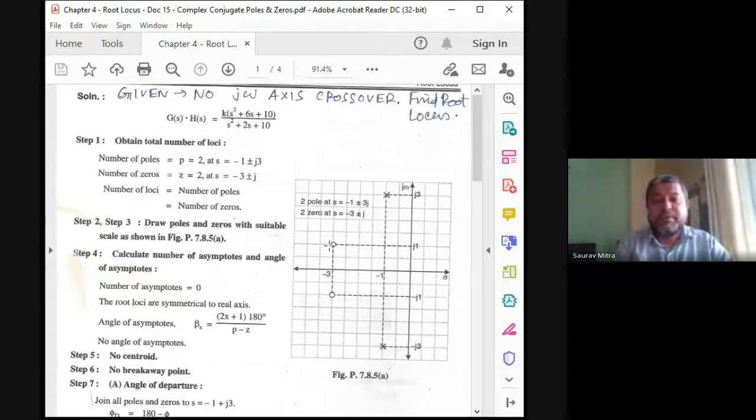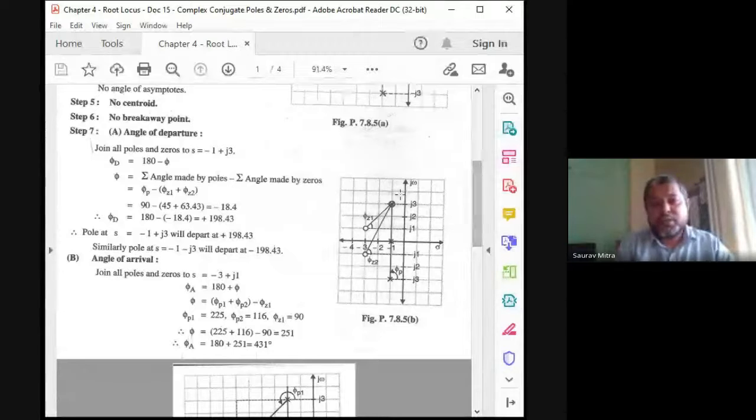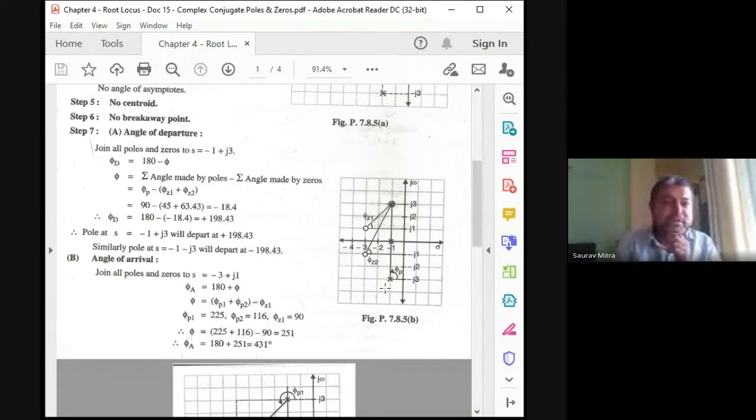So the angle of departure has to be calculated from two points, -1 plus 3j and -1 minus 3j. But as they are complex conjugate poles, I have to calculate the angle of departure only at -1 plus 3j, and that will be negated, with a negative sign put before it, and that will be the angle of departure from -1 minus 3j. So first, we are supposed to find the angle of departure at -1 plus 3j.